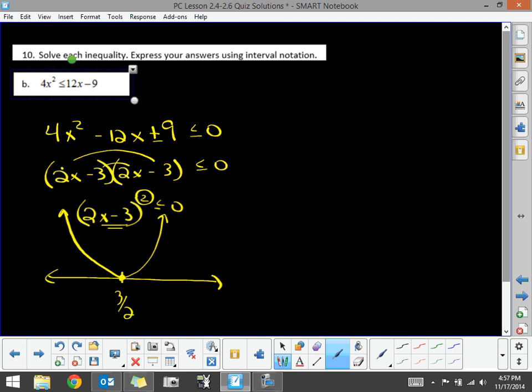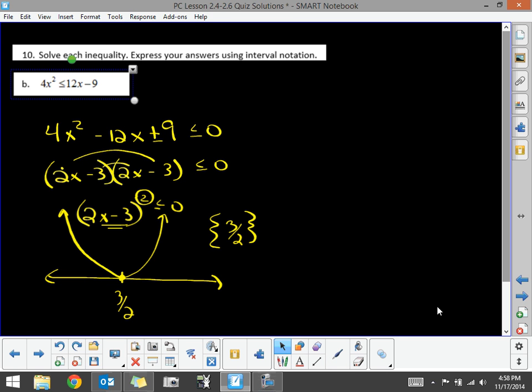So they're asking us, where is it less than or equal to 0? Well, this graph is never less than 0, but it is equal to 0, and that is when it's at 3 halves. So my solution set is a singular number, just because that's the only place that it satisfies the inequality. So that's how I'd approach that one.